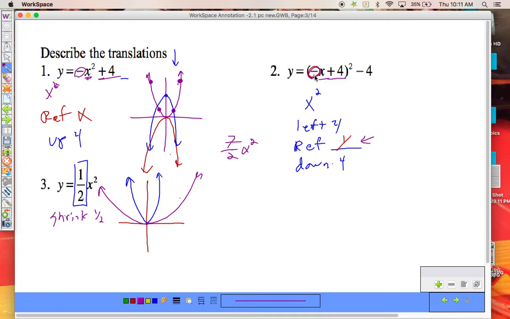And for number 3, instead of a stretch, which it is kind of a stretch, we're going to call it a shrink, because if I multiply my y values by a half, I'm going to get a graph that's a little bit flatter. So if you have a number between 0 and 1, it's going to make your numbers get smaller.